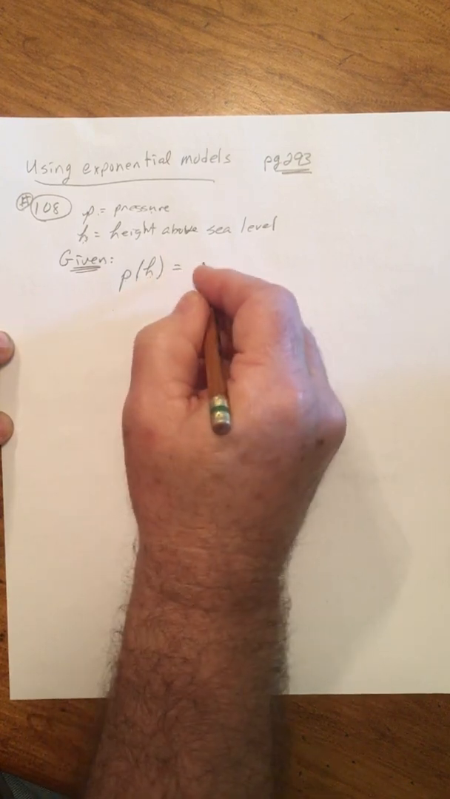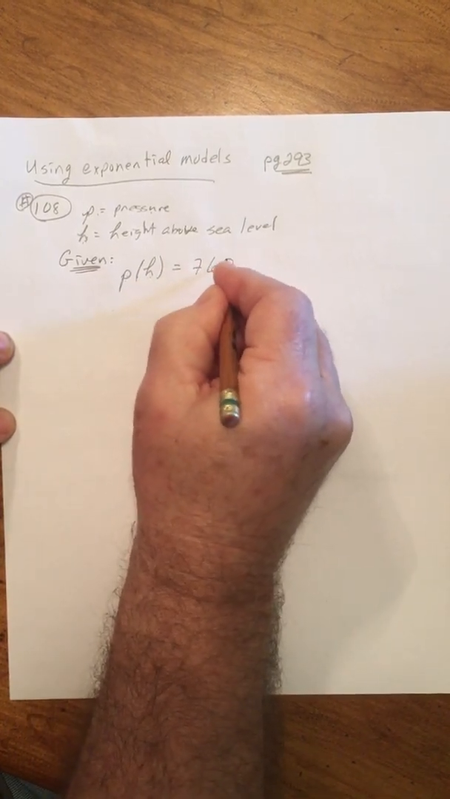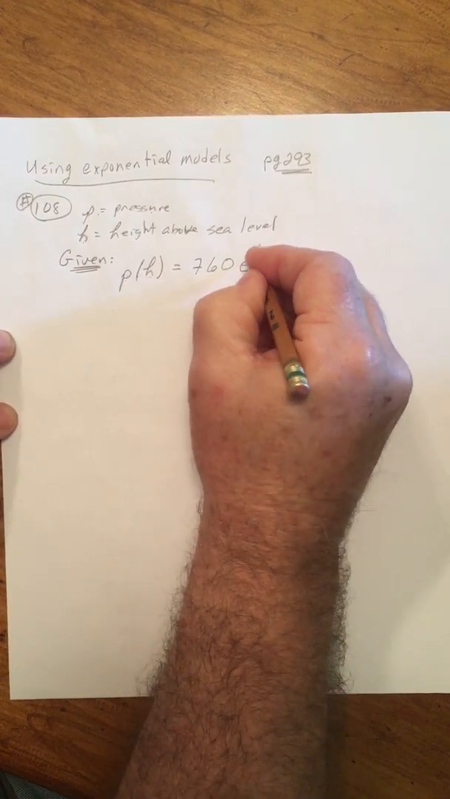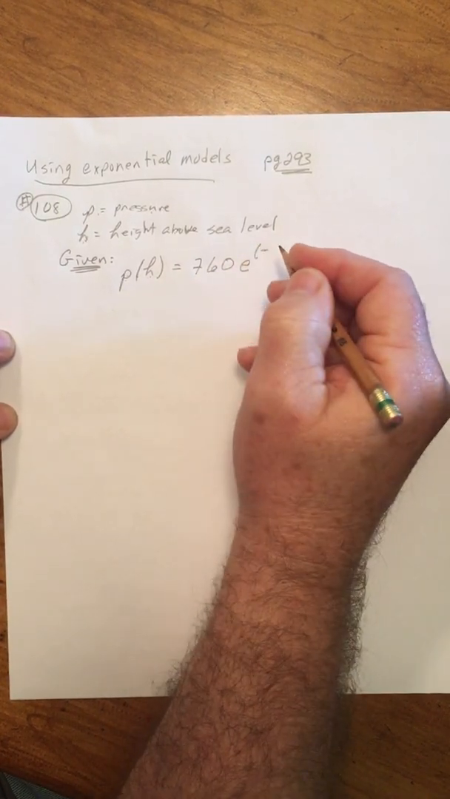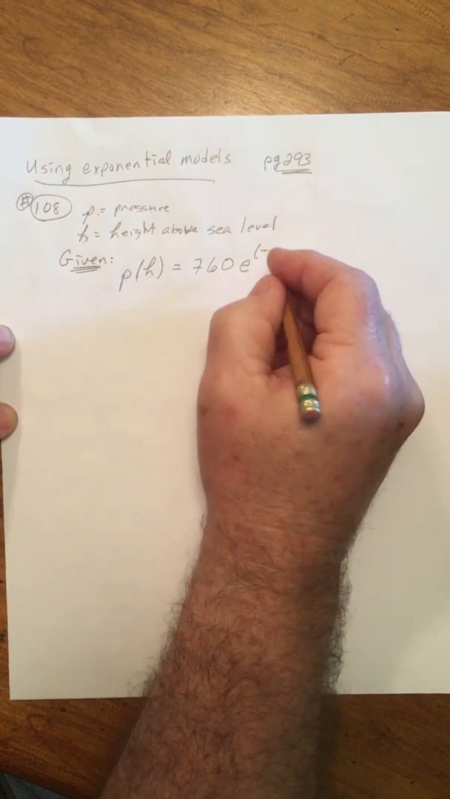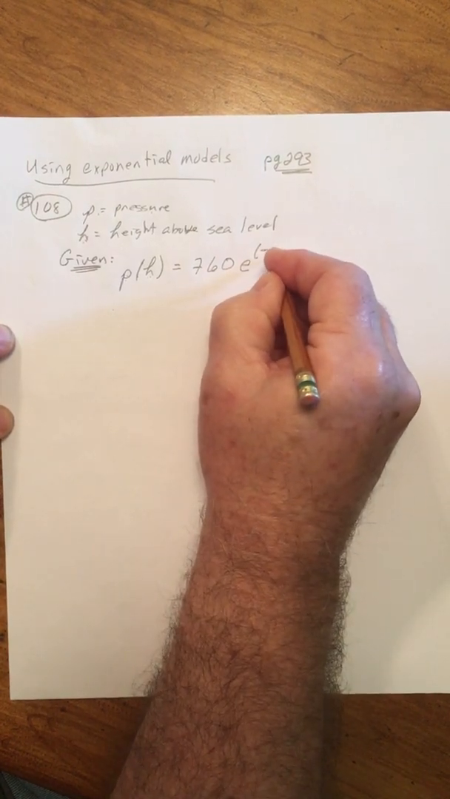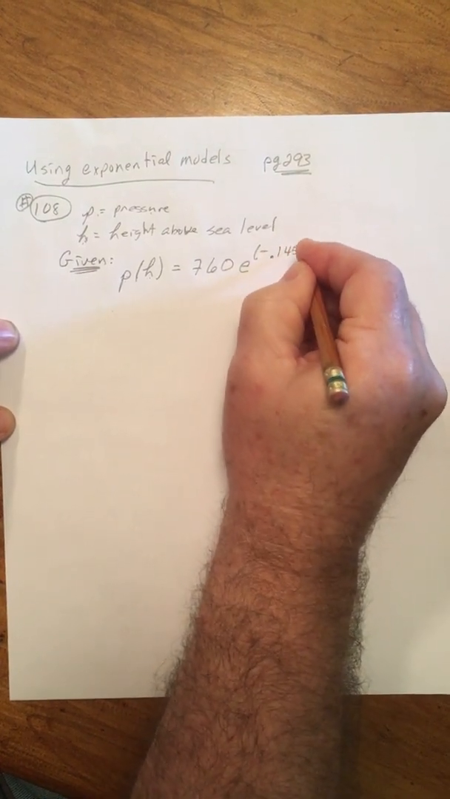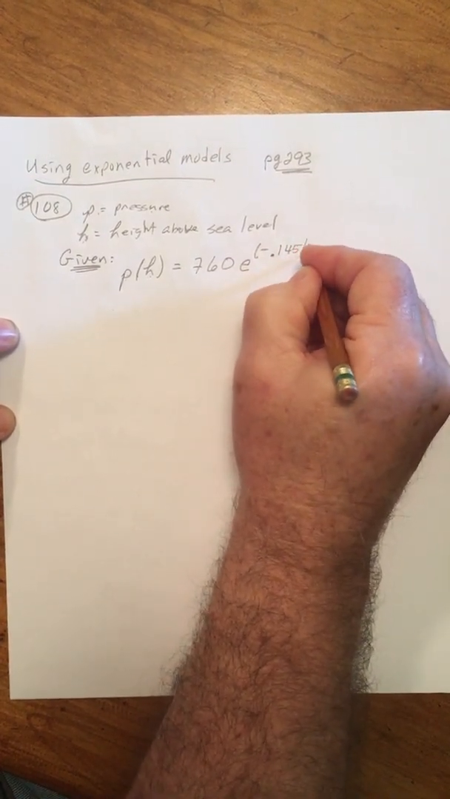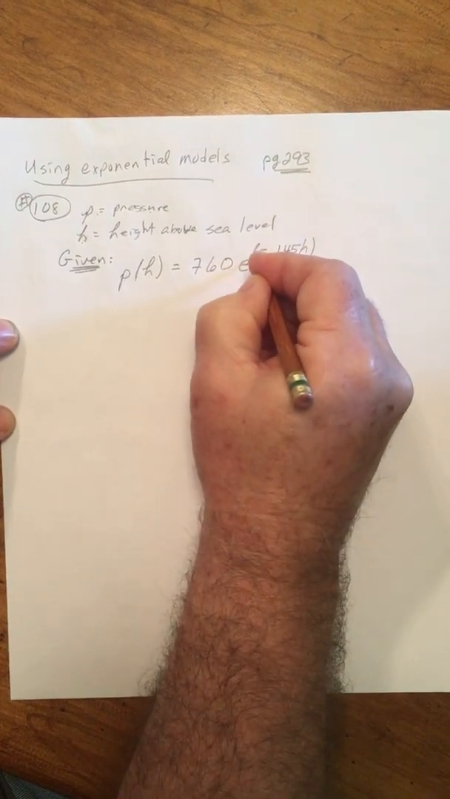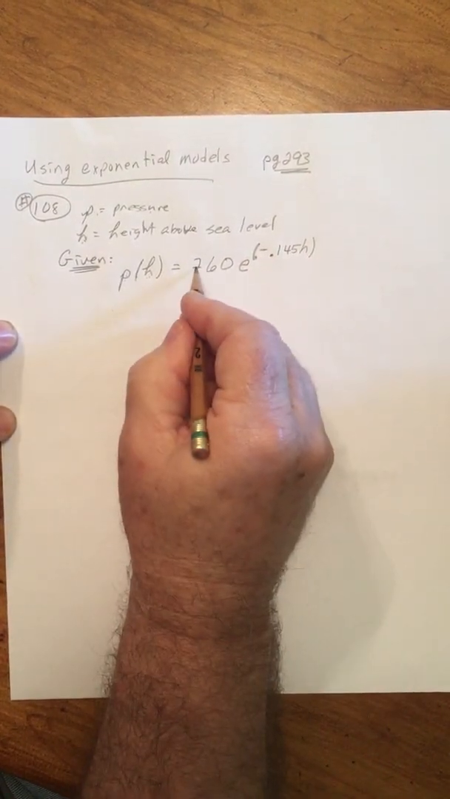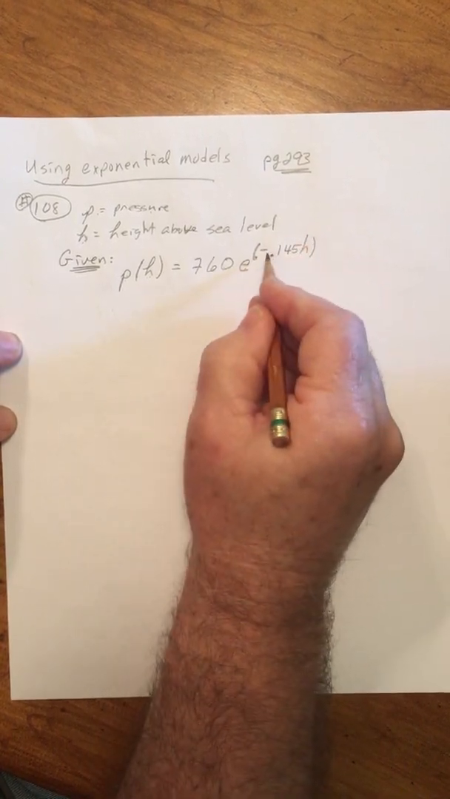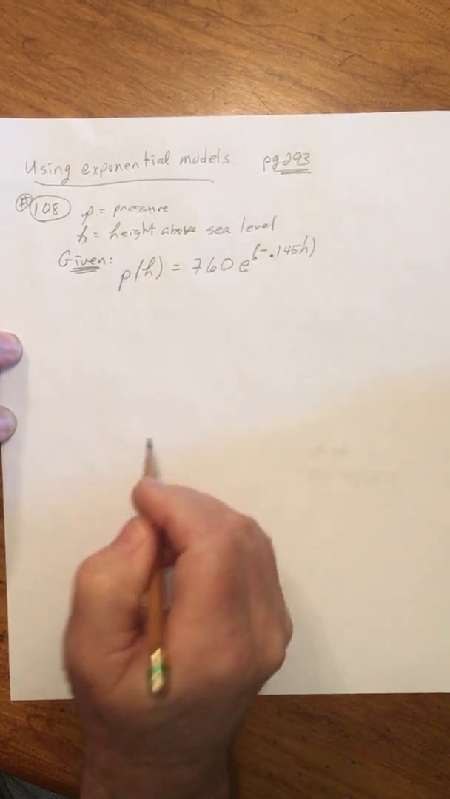And we're given that to be 760 times E raised to the power negative 0.145. I usually don't write the 0 in front of the decimal. If you prefer to, that's fine. If I write it this way, I probably wouldn't get my textbook published, but I typically would write it this way. So it's 760 times E raised to the power of negative 0.145 times H.